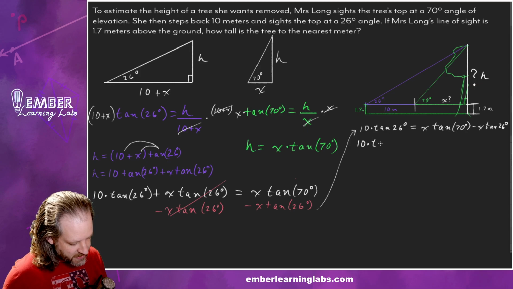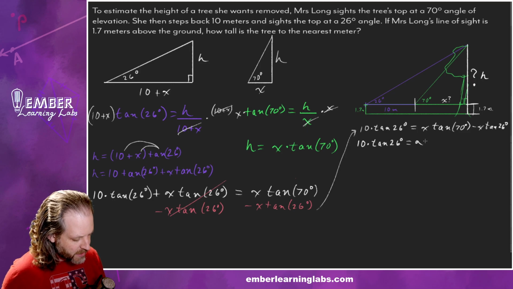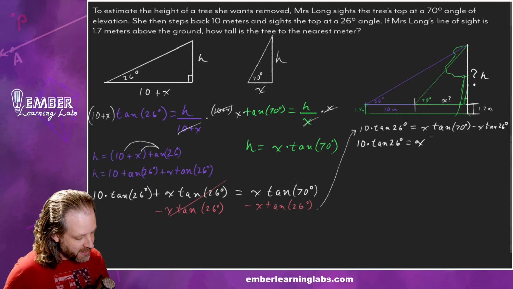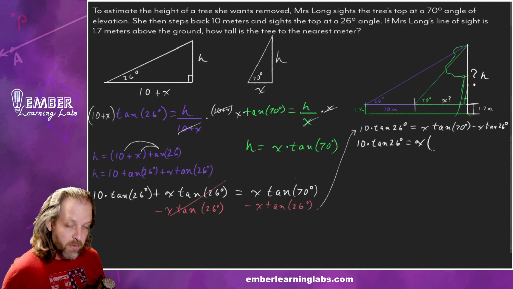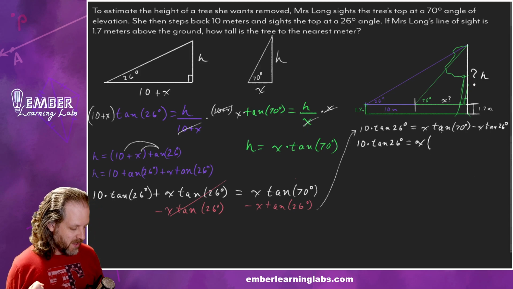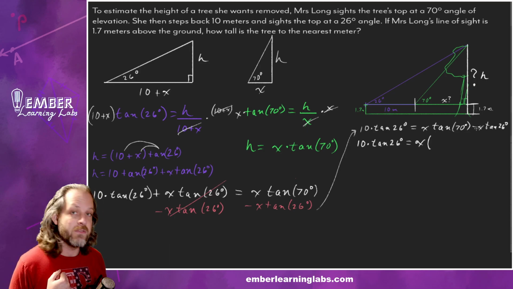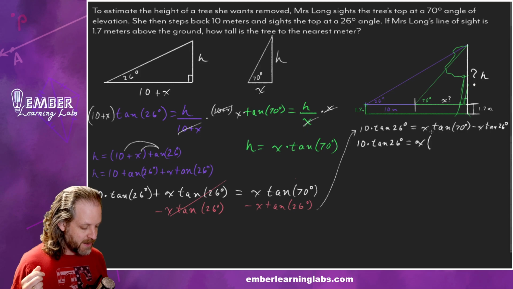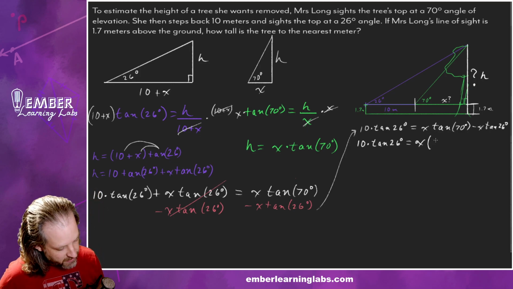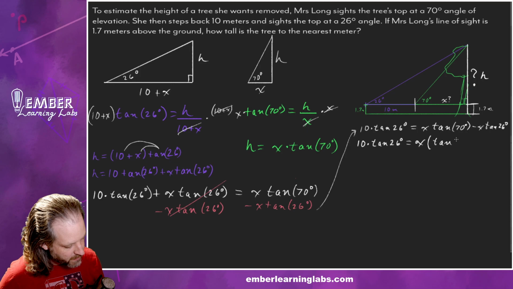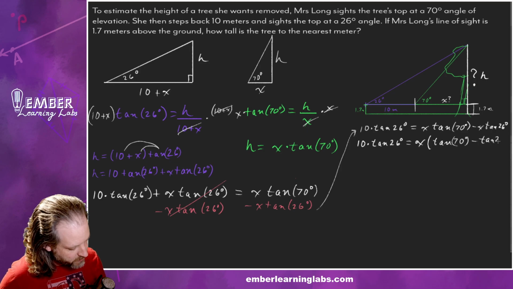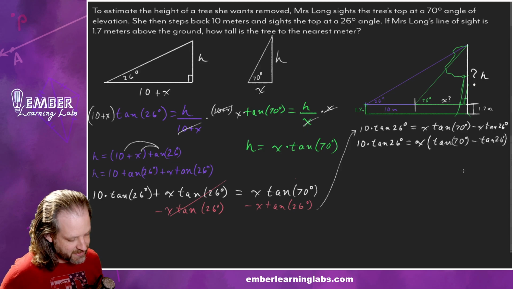So 10 times the tangent of 26 degrees equals x. We're pulling an x out, and then we put in parentheses. Remember when we factor out a GCF, we put the GCF on the outside, and on the inside, it's each term divided by that GCF. So this divided by x, the x parts cancel, leaving us with the tangent of 70 degrees minus the tangent of 26 degrees.